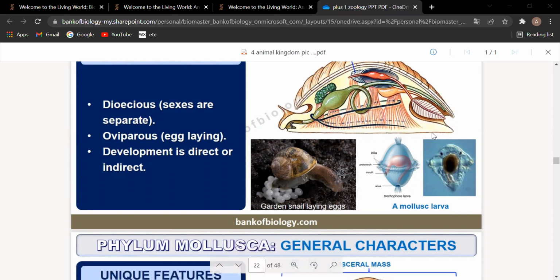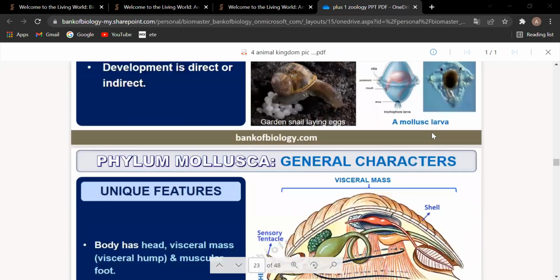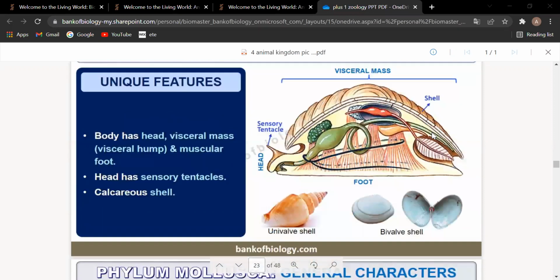Fine. What are the unique features? The body has a head, visceral mass, which is also called visceral hump, and a muscular foot. So look here, son, this is the head, can you see it? From here to here is the head with the sensory tentacles. See, this is going to be the foot. You can see this entire area will be called the foot. And this entire part which you can see is going to be the visceral mass. So it has a visceral mass, head, and a foot.